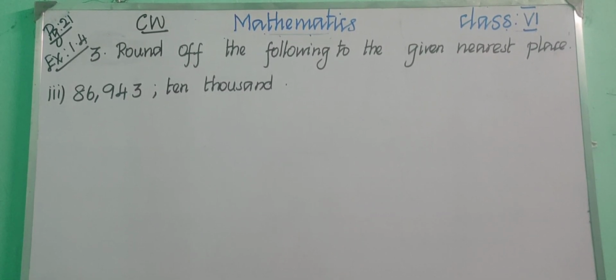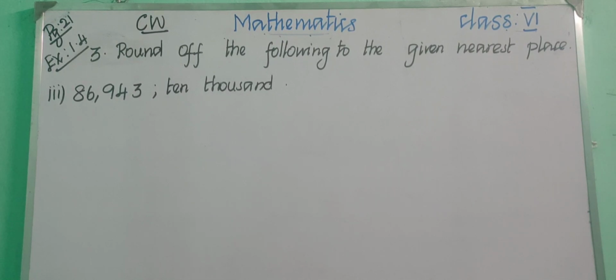So in the previous class you learnt about estimation of numbers, right? Simply rounding off to the nearest tens, nearest hundreds, and also we learnt about rounding off to the nearest thousands, right? So let us learn to round off to the nearest 10,000, lakh, 10 lakh and crore.